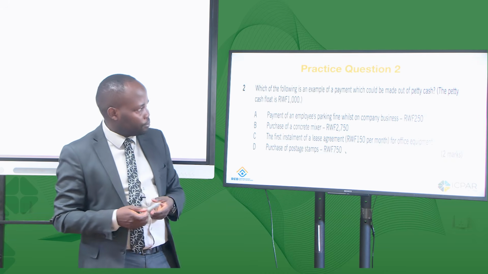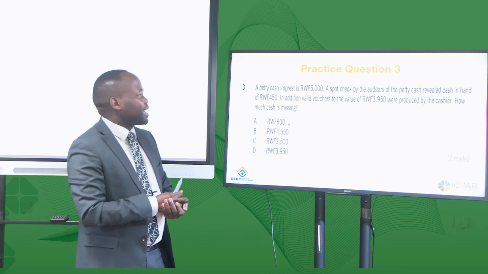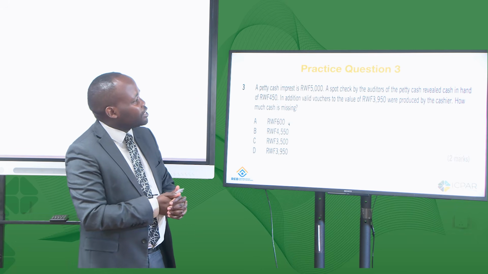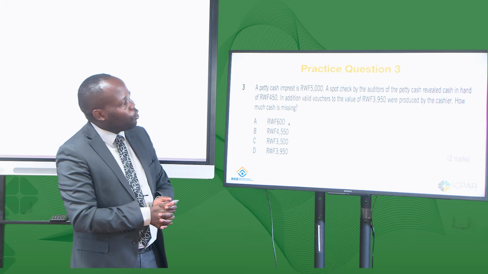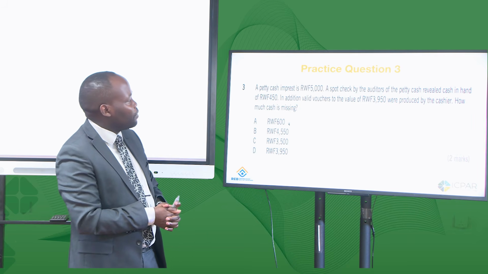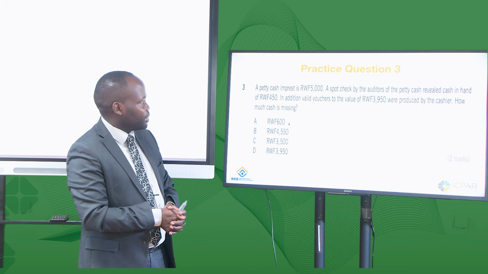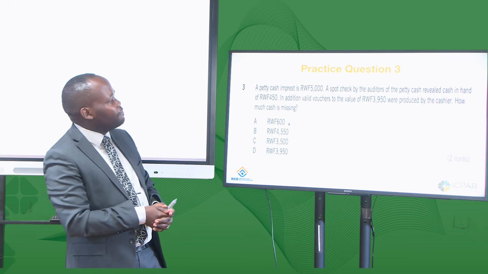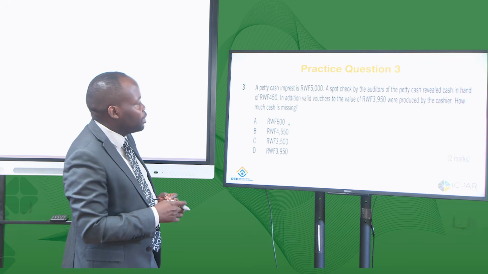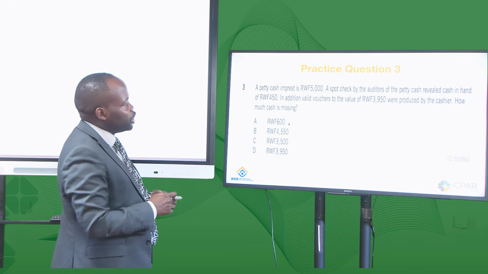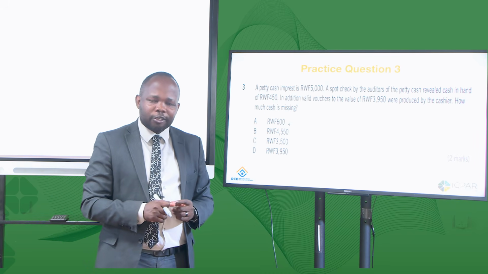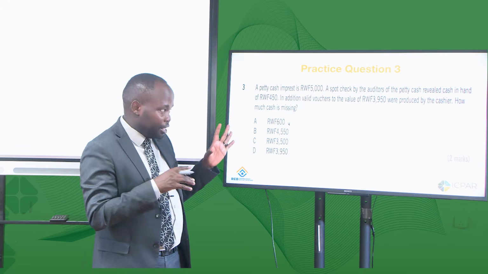Our next question. A petty cash imprest is 5,000. A spot check by the auditors of the petty cash revealed cash in hand of 450. In addition, valid vouchers to the value of 3,950 were produced by the cashier. How much cash is missing? So how much cash is missing in these transactions?